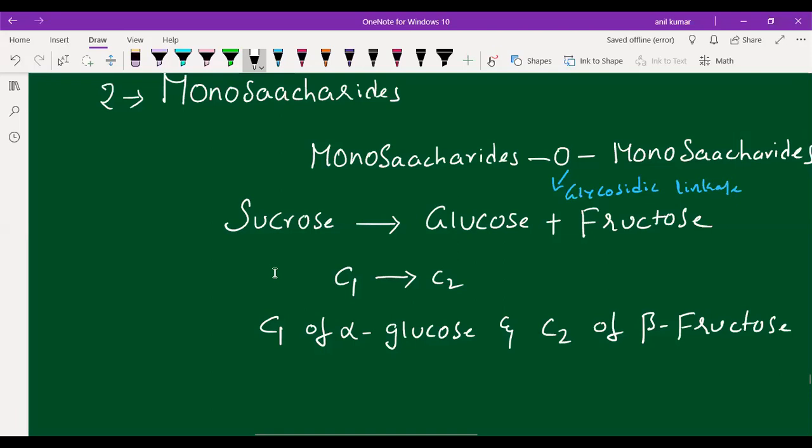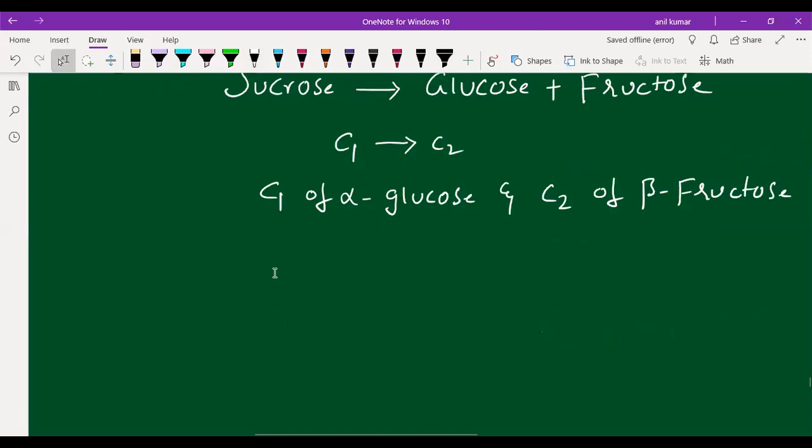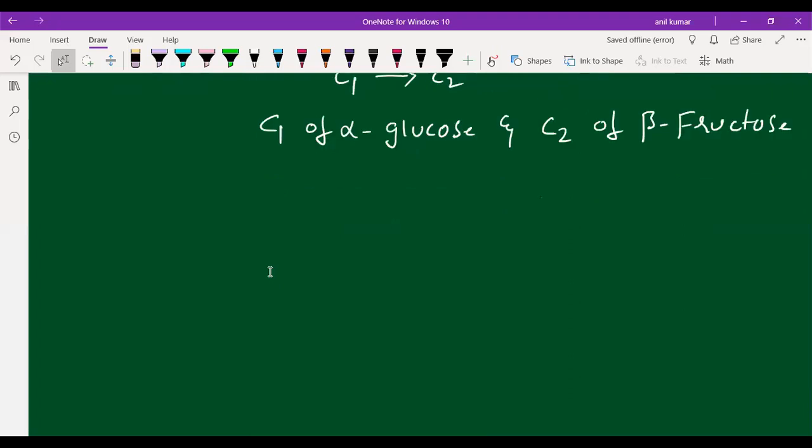Now let us draw the structure of sucrose. Very important, students, the structure of sucrose. Before drawing it, one thing I would like to say: it is formed from alpha glucose and beta fructose. If you know the alpha glucose and beta fructose, then you can draw the structure of sucrose very easily, students. First I will draw the alpha glucose, next I will draw the beta fructose. Alpha glucose, you already know how the structure will be. First I will draw the open chain structure, after that the cyclic structure.